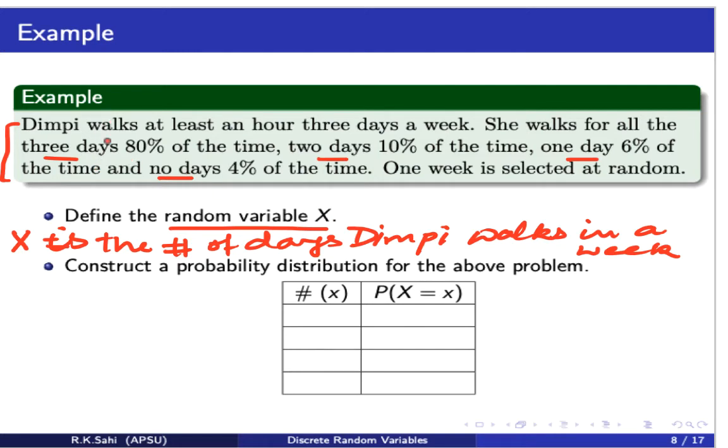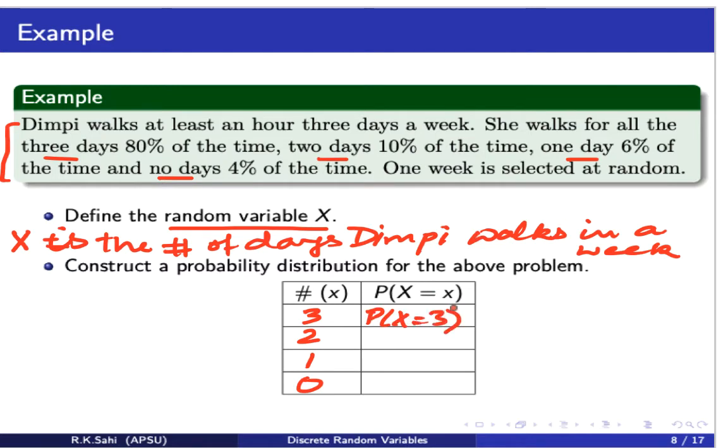Okay, let's look at this one. In a week, she can walk 3 days, 2 days, 1 day, or no day. So what are the numbers? 3 days, 2 days, 1 day, and no days. Now let's look at the probability that this X is x. Now this small x is 3, 2, 1, 0. Remember, the possible values that your random variable can take are represented by the small alphabets. So this small x here means probability capital X is 3.